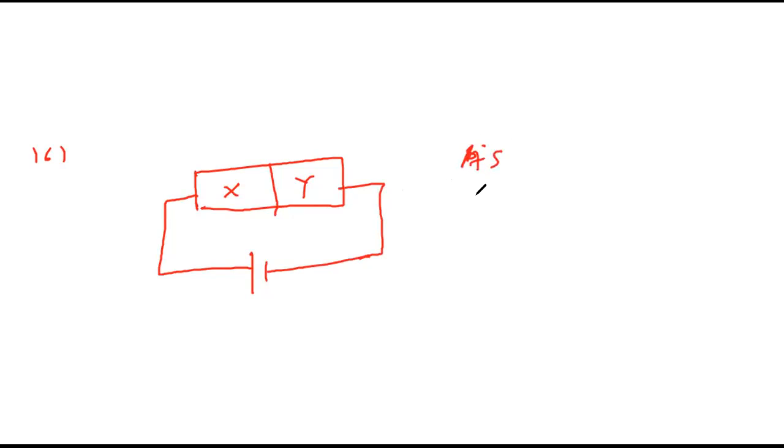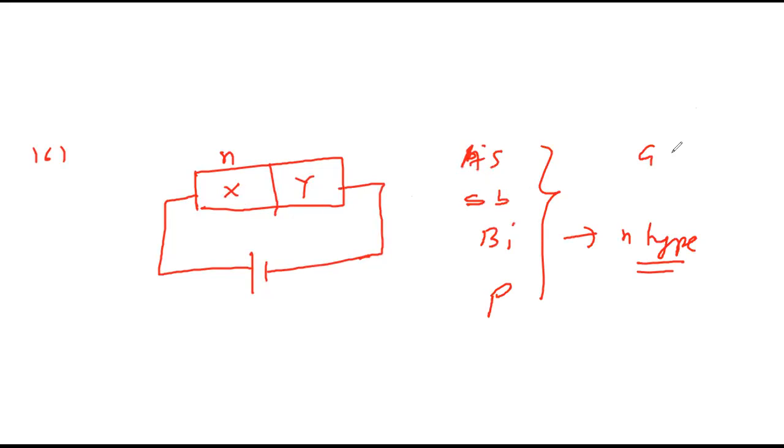Arsenic, antimony, bismuth, phosphorus, they give N type of substance. X is doped with arsenic, that means it is N type. Gallium, aluminium, indium, boron, they are P type.